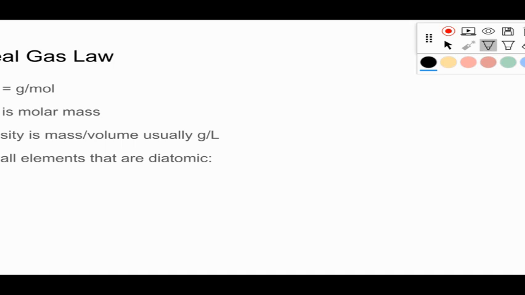Typically, when we talk about mass, we just do grams. But if I'm saying molar mass, it's actually grams per 1 mole. Density is mass divided by volume. And for the most part, AP is going to give you density in grams per liter.